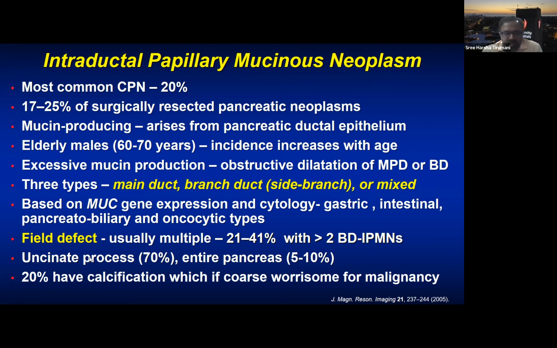And similar to the mucinous cystic neoplasm, the IPMNs are also frequently seen in the uncinate. And some of them can have calcification, and that's when you start getting worried about malignancy in them.